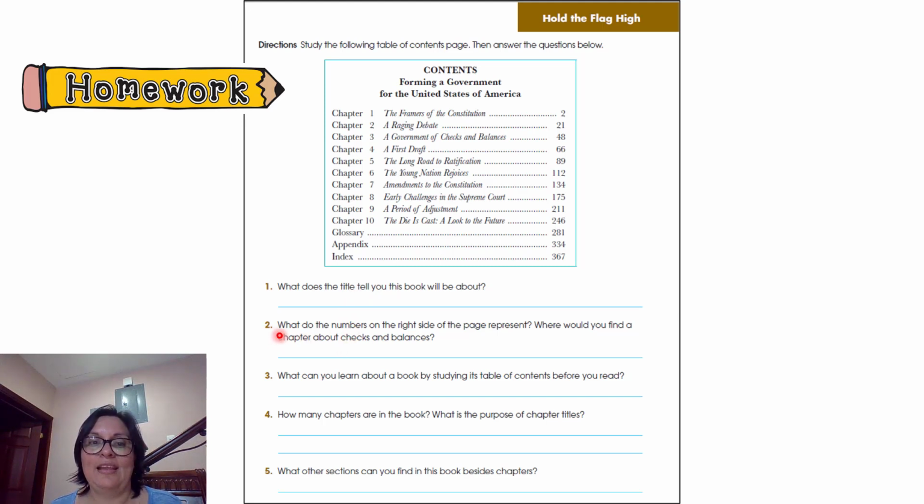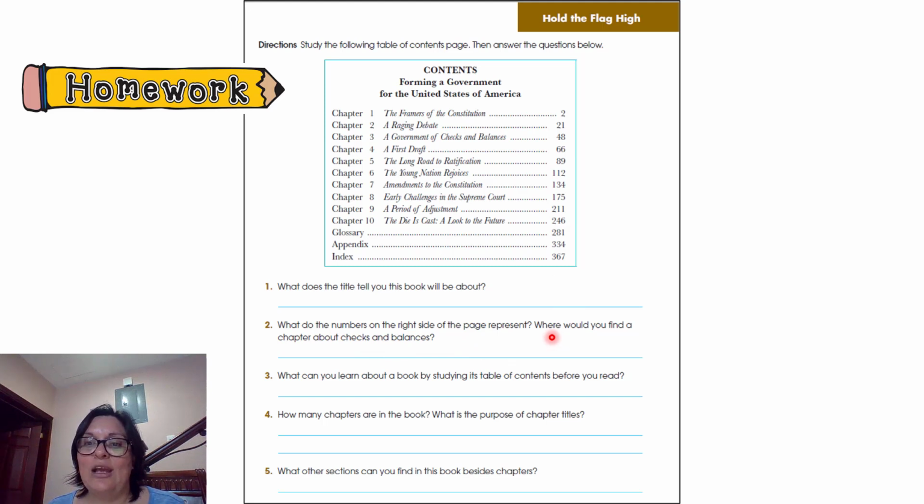Number 2. What do the numbers on the right, these numbers in here, on the right side of the page represent? Let's answer this question first. Here you have 2 questions in only one. So first we are going to answer this. What do these numbers represent? Easy. I already explained to you in the beginning. So write it in here.